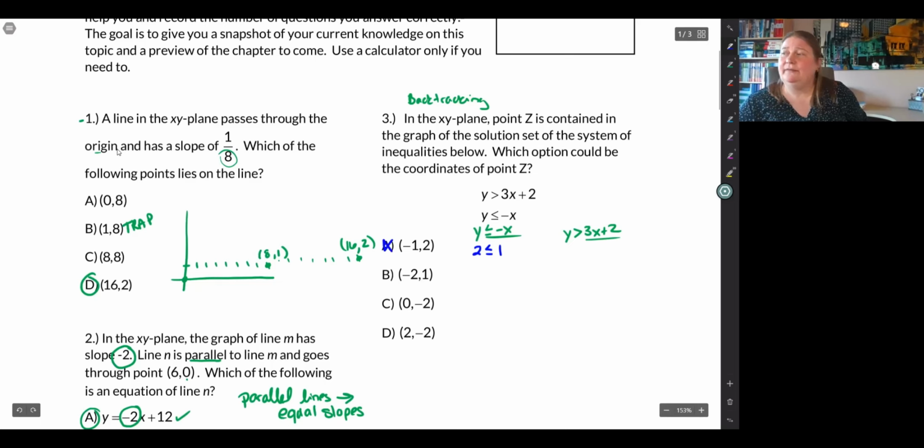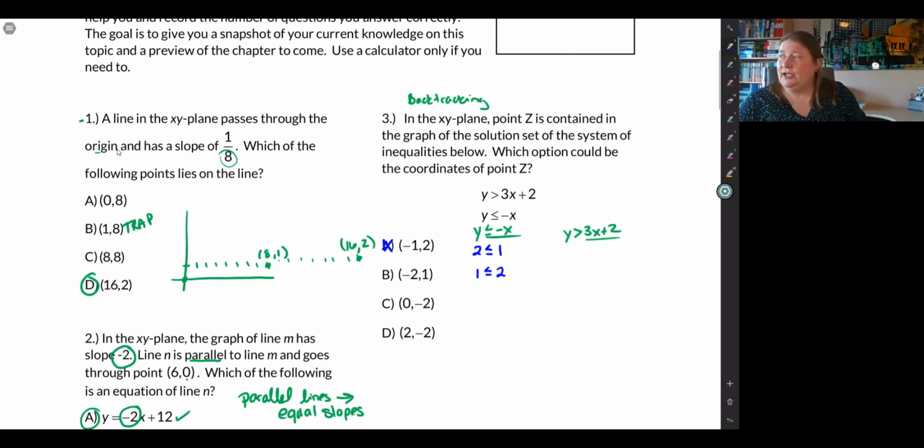Oh, 2 is not less than or equal to 1. A can be crossed off. Let's go and check B. The y value for B is 1. I'm checking, is that less than or equal to -2? That would be +2. Yeah, 1 is less than or equal to +2.